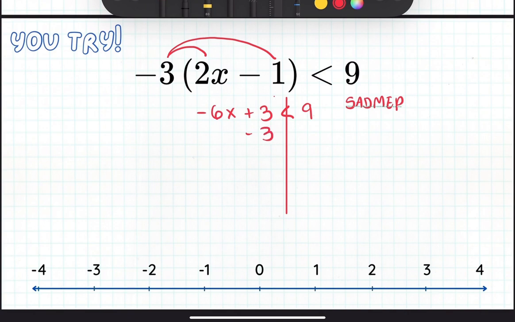So I'm going to subtract 3 on both sides, and I get negative 6x is less than 6. I'm going to divide by negative 6. And since I divided by a negative number, I'm going to get x is greater than negative 1. And so I'm going to place that open circle over negative 1. And since x is greater than, I'm going to put it facing to the right, towards all those numbers that are greater than negative 1. And that's it.